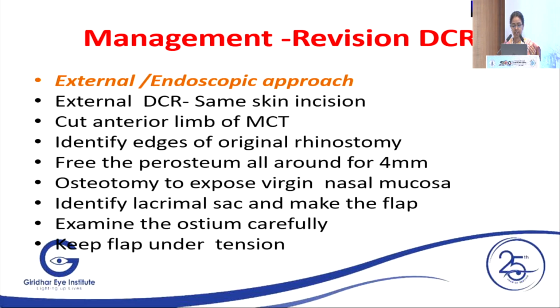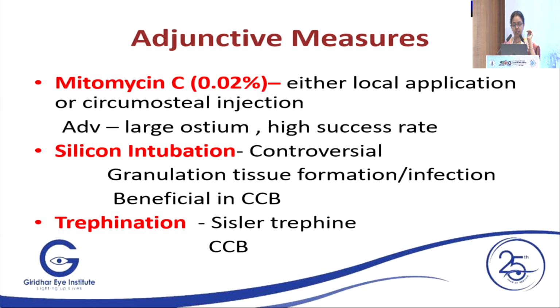Then identify the original edges of the rhinostomy. Free the periosteum all around for 4 mm. Osteotomy is done to expose the virgin nasal mucosa. Then identify the lacrimal sac and make the flap. Here, the whole area will be fibrous, so you put a Bowman's probe in the upper canaliculus and lower canaliculus, and the incision should be very careful. You should not injure the canaliculus. Then after making the flap, keep the flap under tension and suture. Otherwise, again it can cause closure.